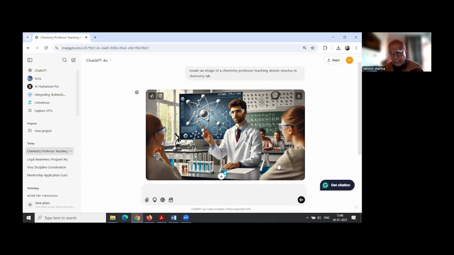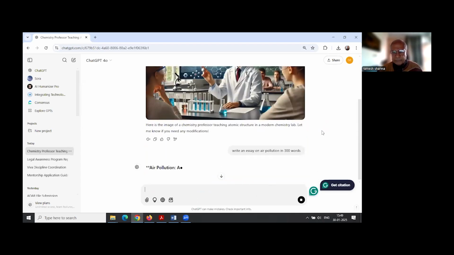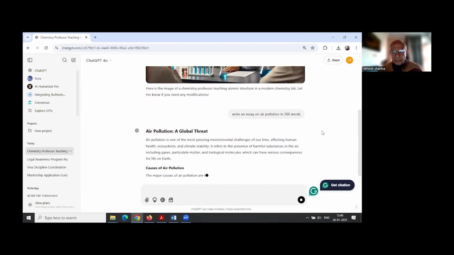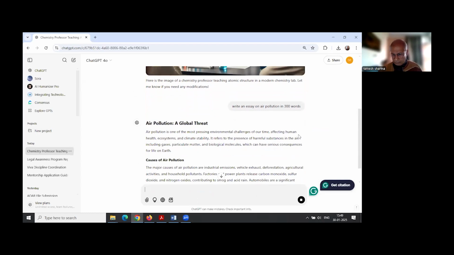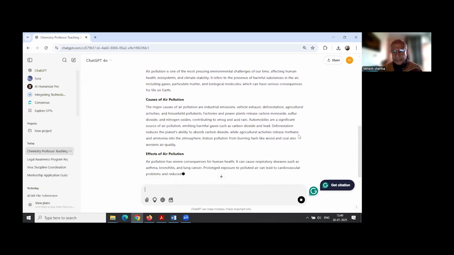The advantage of creating such images is that you are not downloading from the internet, and there is no copyright violation from taking the image of someone else. You have created this image on your own. Similarly, you can ask it, like, write an essay on air pollution in 300 words. We have kept it simple. So here it is writing.